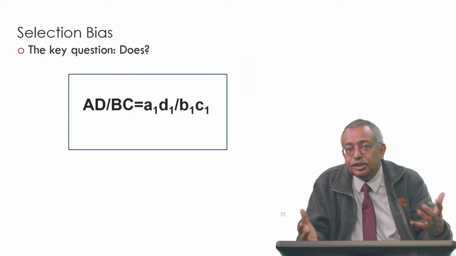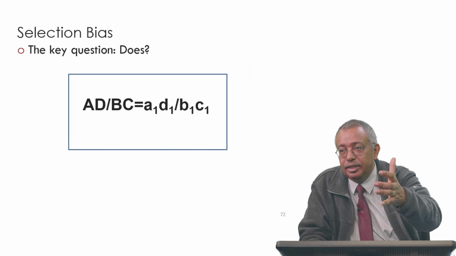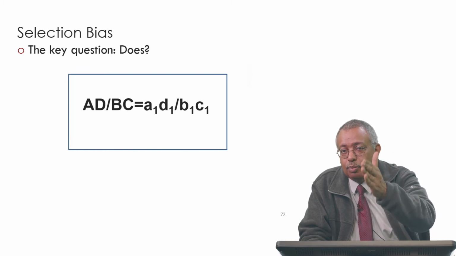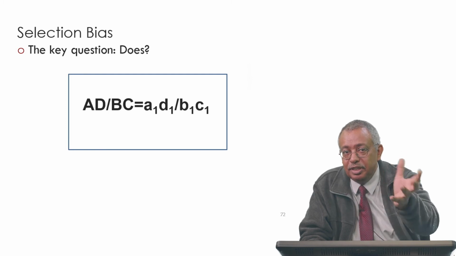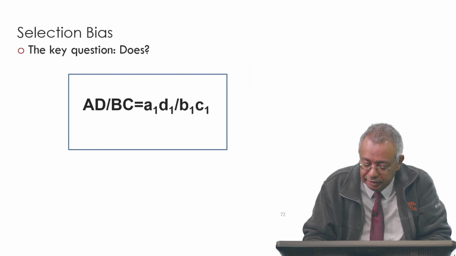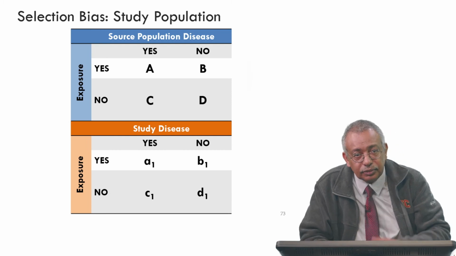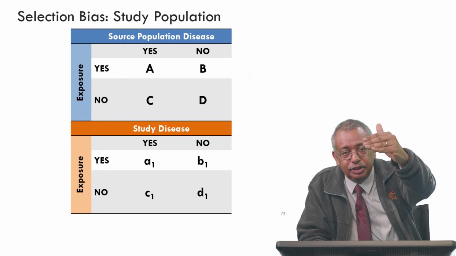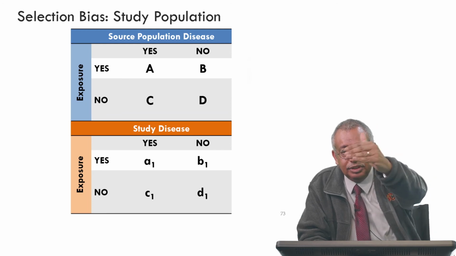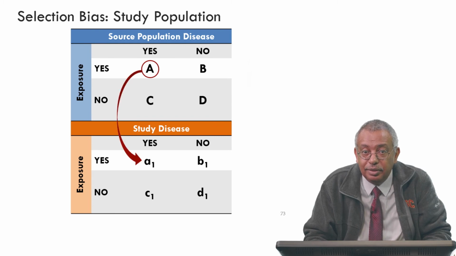So the real question is, is the ratio AD over BC equal to A sub 1, D sub 1 over B1, C1? If the answer is no, then you have some sort of selection bias, which is systematic enough to distort the findings of your study. So essentially you have the source population disease situation, and you have the study population disease situation. And the issue is whether these things are lining up, right? Okay?